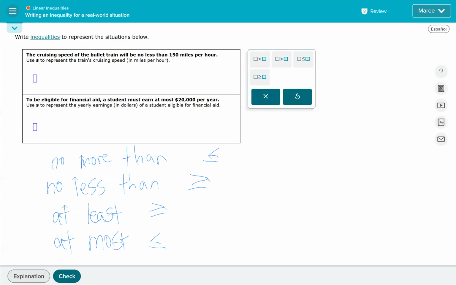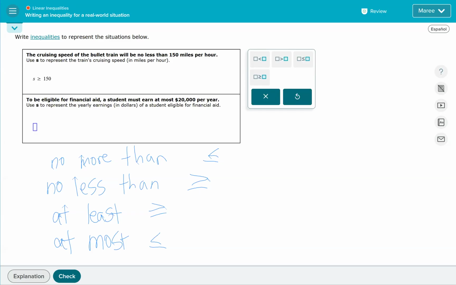So those might be helpful to you as you're doing these type of problems, but let's see what we've got here. The cruising speed of the bullet train will be no less than. So here's our no less than. We're going to use the greater than or equal to symbol, and we're supposed to use S as the cruising speed, 150. So no less than 150. That means it can be 150, but it can't be less than that. It has to be greater than that.